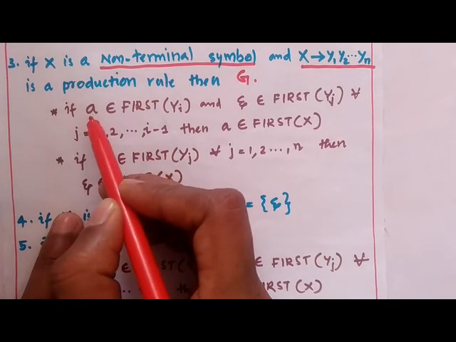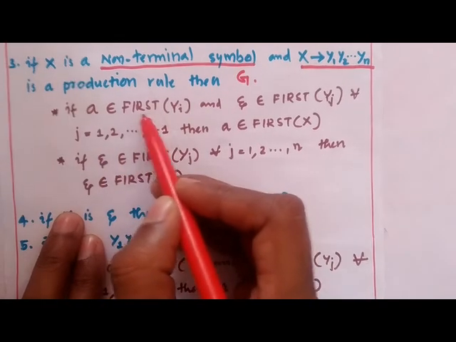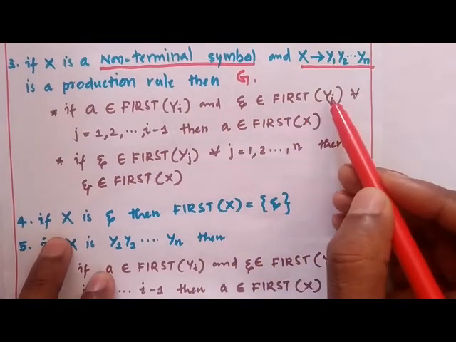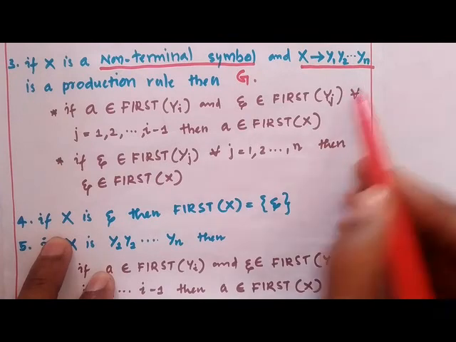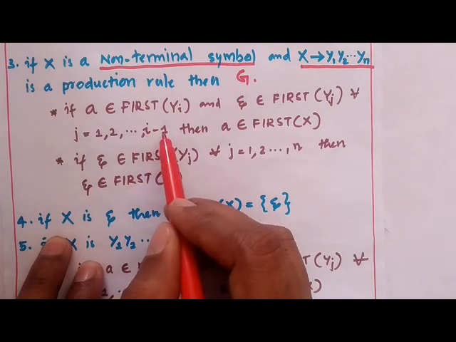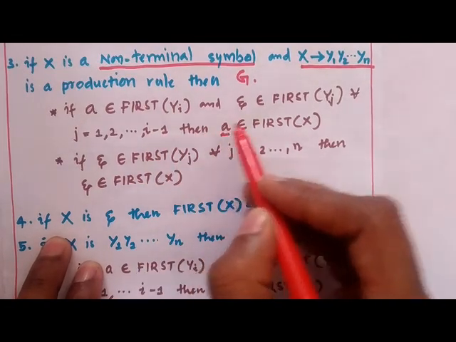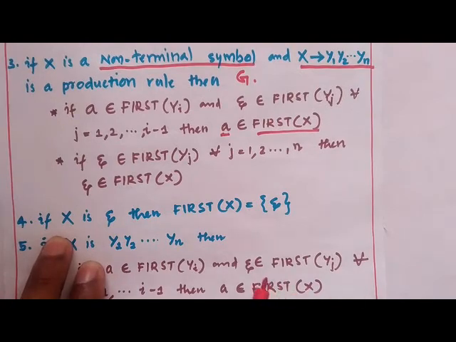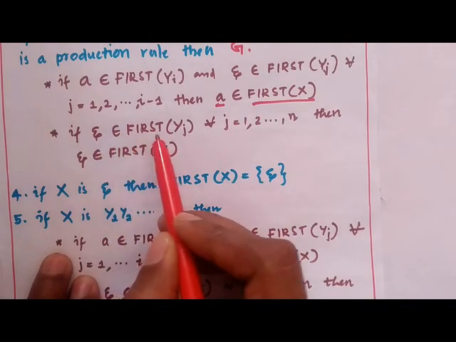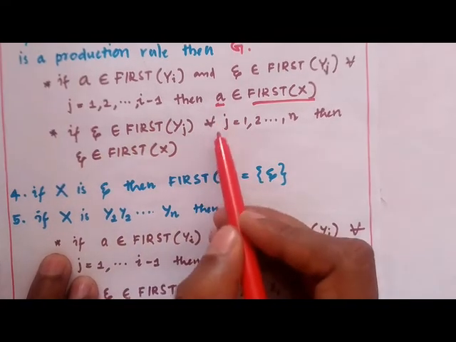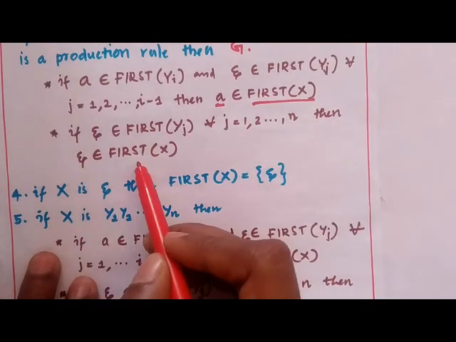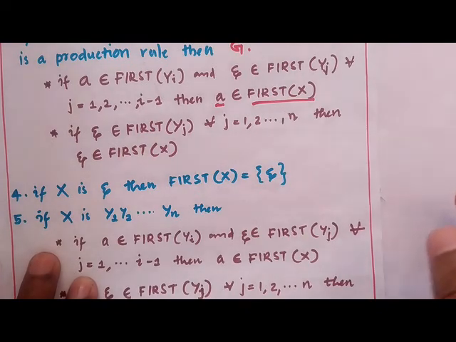If a small letter a belongs to first of yi and epsilon belongs to first of yj for all j equal to 1, 2, etc., i-1, then small letter a belongs to first of X. Second rule is, if epsilon belongs to first of yj for all j equal to 1, 2, etc., n, then epsilon belongs to first of X. Then what is the meaning of that?